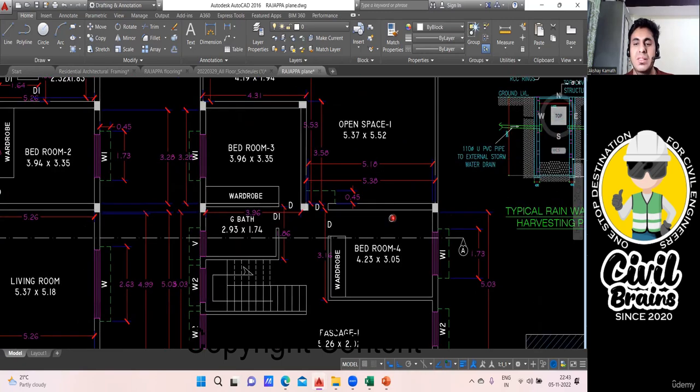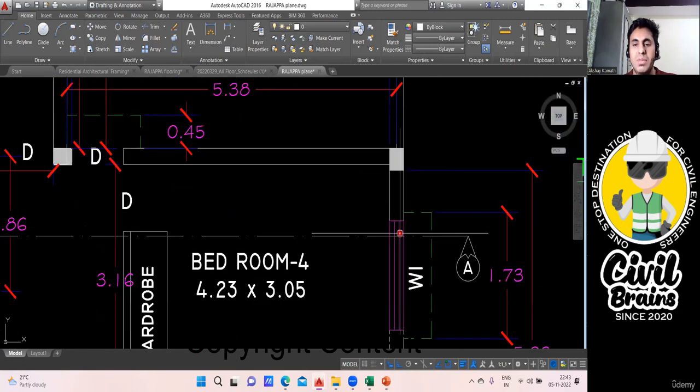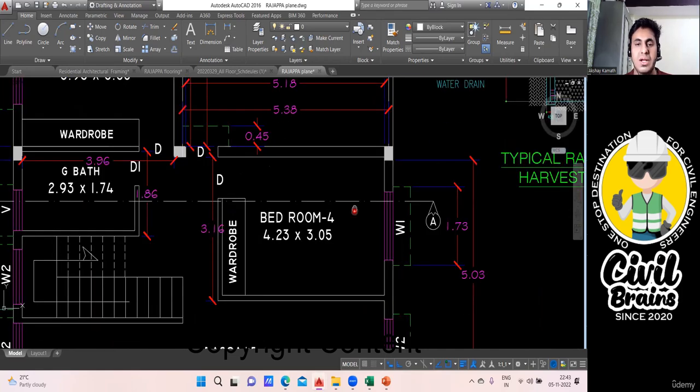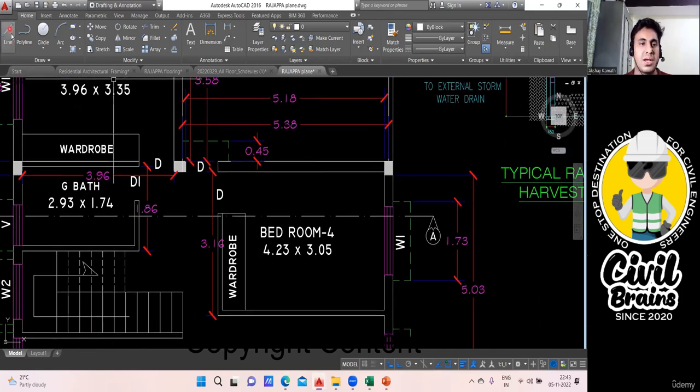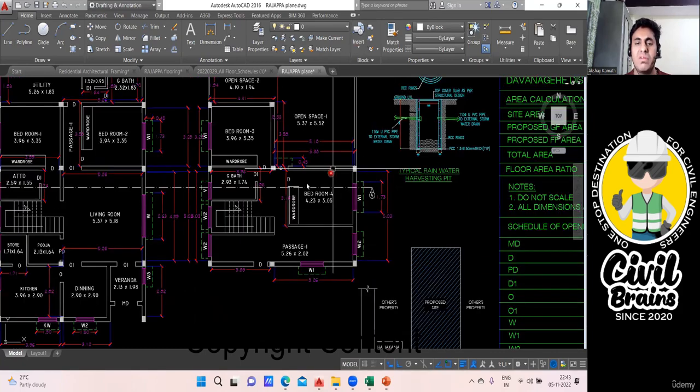But for example, let us consider if there was one window coming here. I'll draw one rectangle only. Suppose there is one window coming here. In that case, yes, I should have calculated the sill concrete in this area. But right now, internally we don't have any windows, so no sill concrete is required.